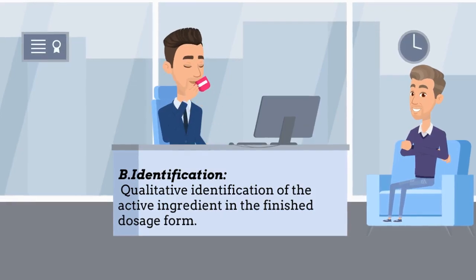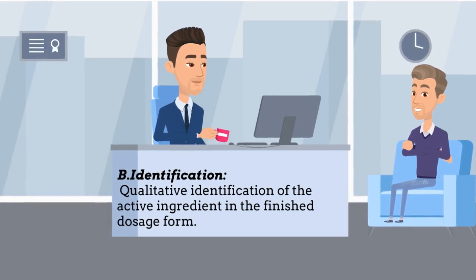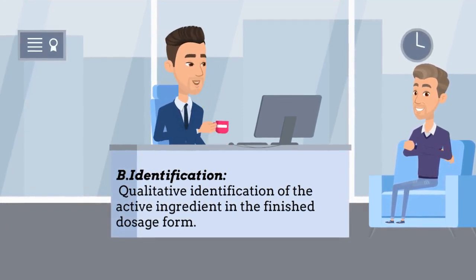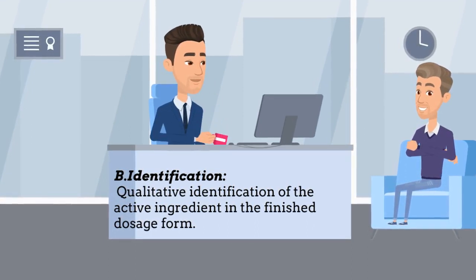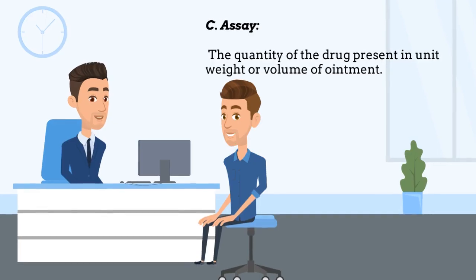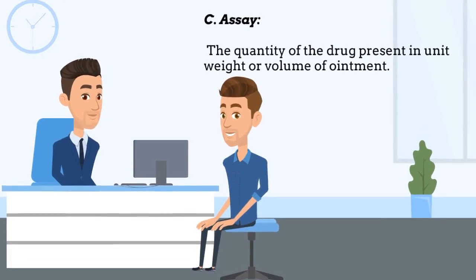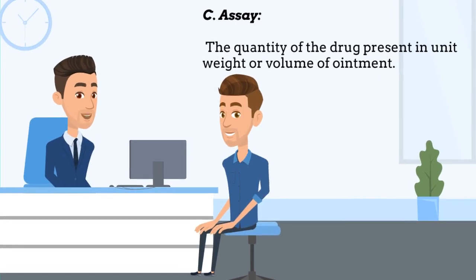B. Identification. Qualitative identification of the active ingredient in the finished dosage form. Its methods are IR spectroscopy, Raman spectroscopy, and chromatography. C. Assay. The quantity of the drug present in unit weight or volume of ointment, determined by spectrophotometric method, titrimetric method, and microbiological assay.